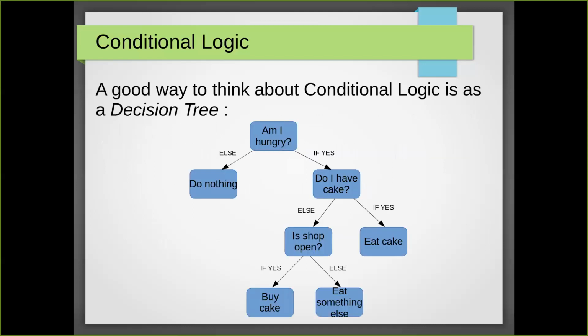So a good way to think about conditional logic is as a decision tree. So let's take this one, for example. Let's imagine I'm asking the question, am I hungry?